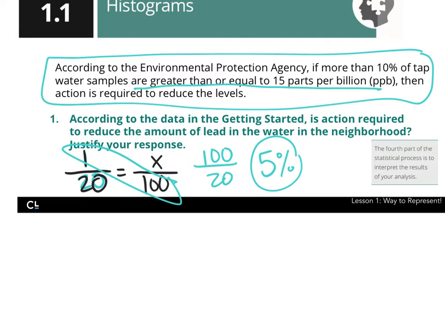All right, Sam, what do you think? No? Nathan, how come? Why is it no? Okay, what was the percent they needed to take action for? 10. Were we at 10? No, so that's why. You would just say it was less than the unsafe percentage or the unsafe amount.